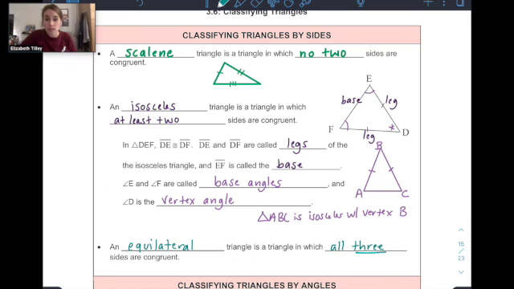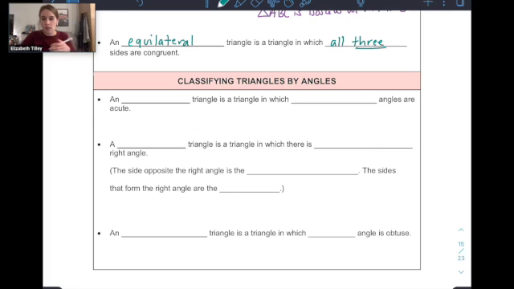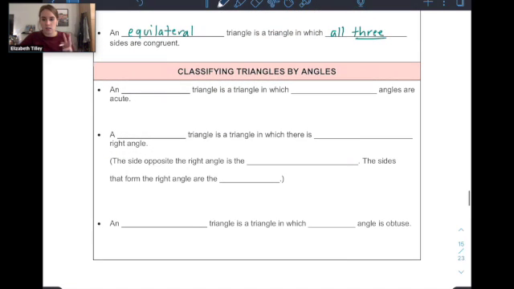Now let's go ahead and look at angles. So next up, we're going to classify triangles by what types of angles it might have. In this case, we've got a couple of different types. One is an acute triangle. An acute triangle is not just a very cute triangle, haha. It is a triangle in which all three angles are acute. So all three angles have a measure that is less than 90 degrees.